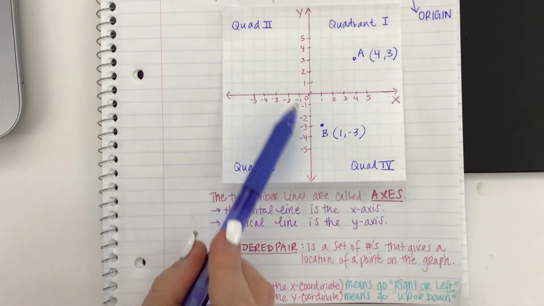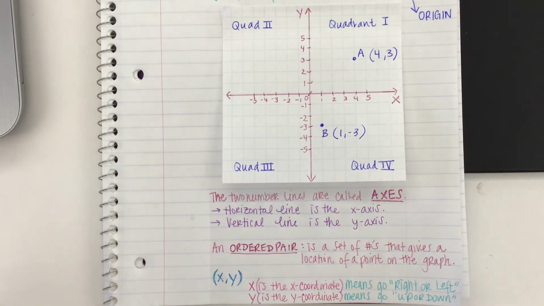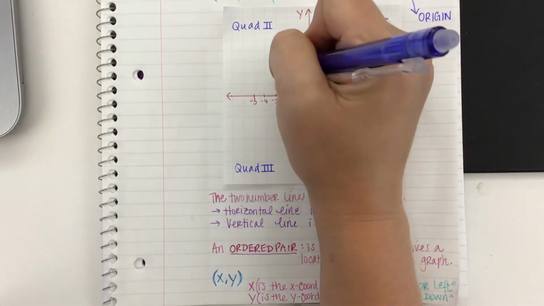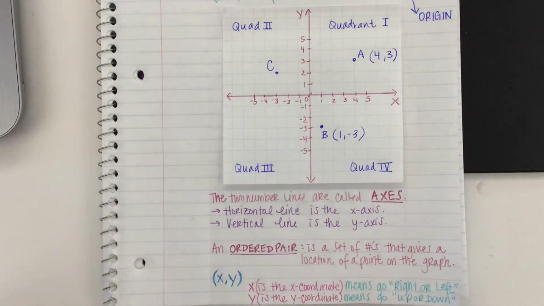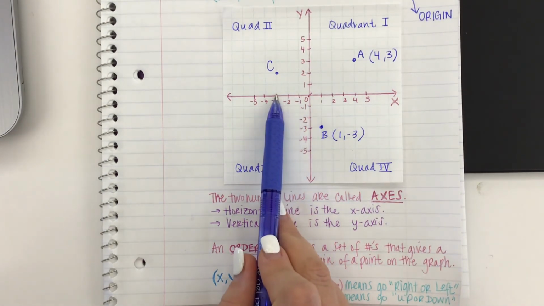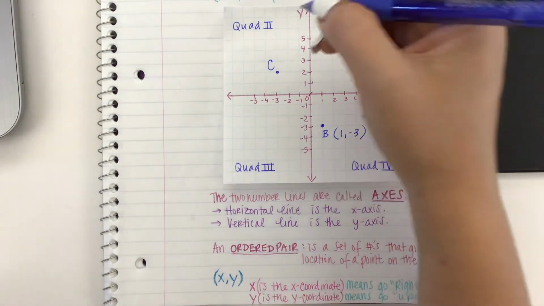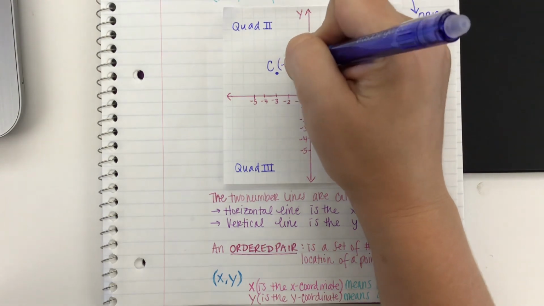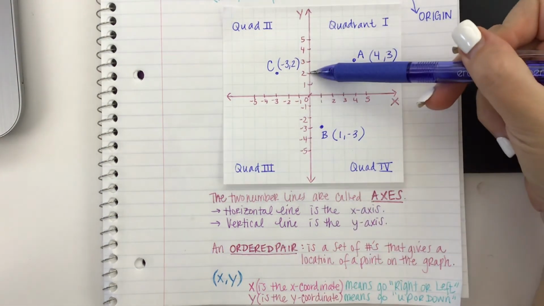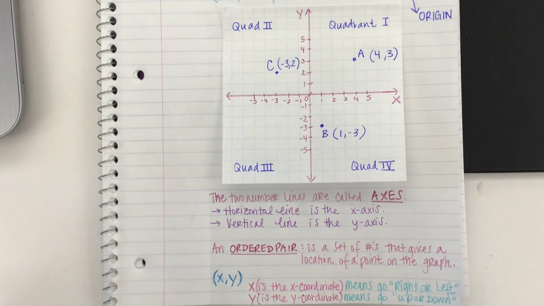Notice how I didn't go down 3 and then to the right one, because you always go left or right first, and then you go up or down. All right, one more example. Here we have point C. All right, in this case, now we're going to go left first, 1, 2, 3 to the left, and up 2. So point C is at (-3, 2). Again, notice how I didn't go up 2 and then left 3. I went left 3 and then up 2.